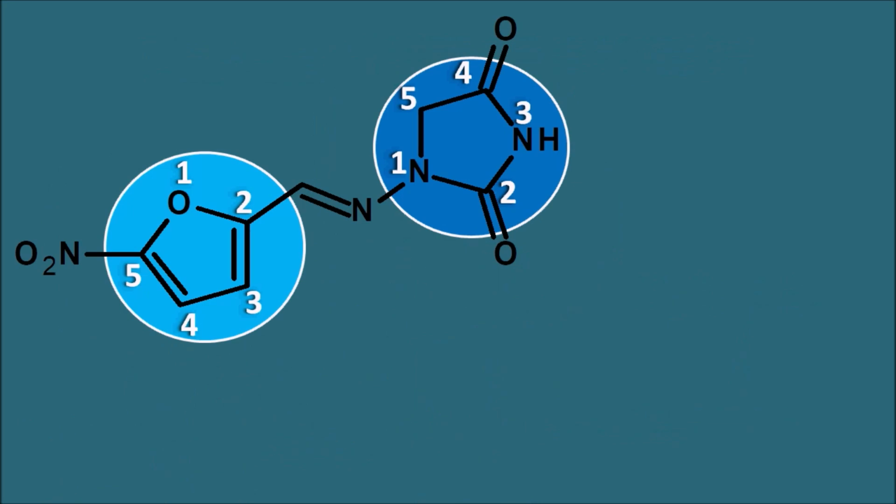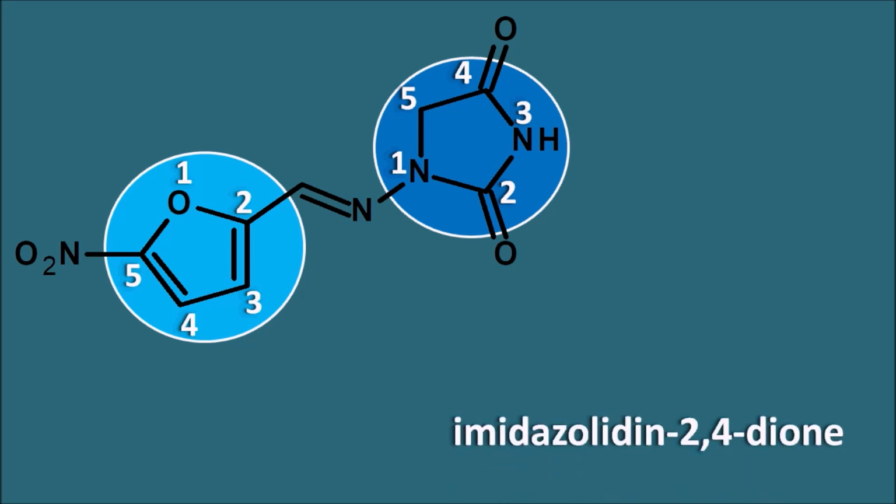But now let us give the IUPAC name for this compound. Which ring should be given preference, the furan ring or the imidazolidine ring? Because both rings are of similar size, we have to see the number of heteroatoms. The furan has one heteroatom, whereas imidazolidine has two heteroatoms. So we should give preference to the imidazolidine. Therefore, the imidazolidine dione forms the suffix. We can write it as imidazolidine 2,4-dione.